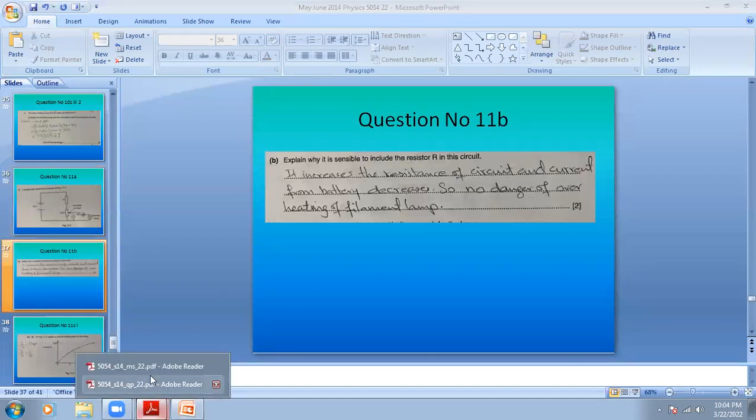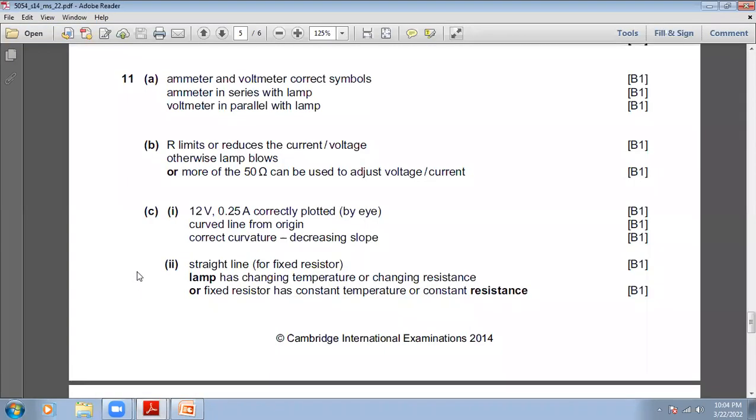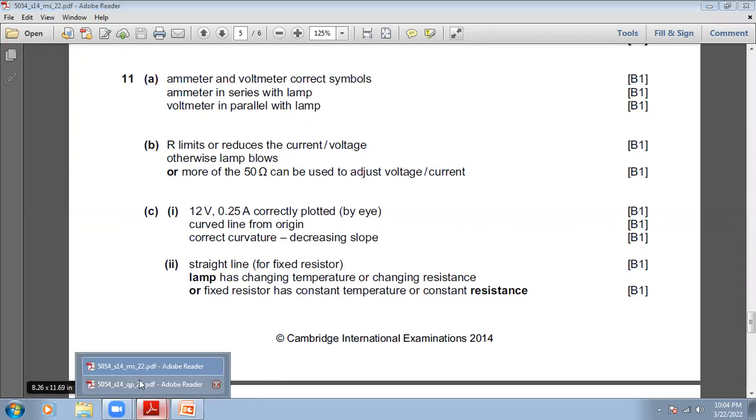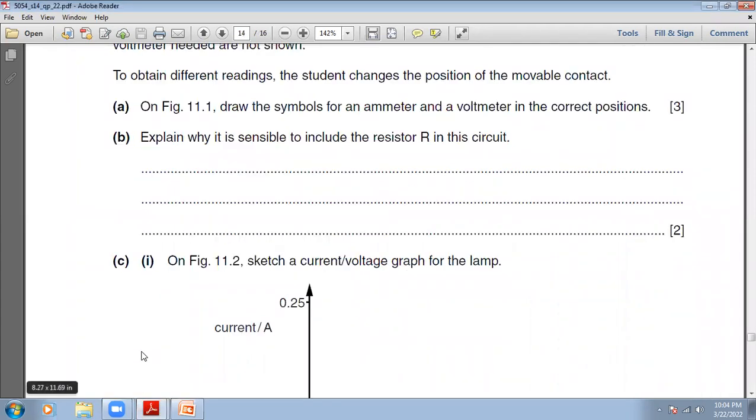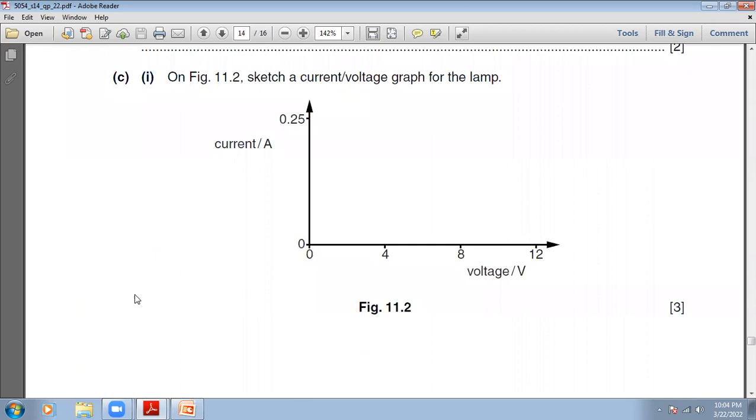So let's look at the marking scheme. It says R limits or reduces the current or voltage, otherwise the lamp blows, or the 50 ohm resistor can be used to adjust voltage or current. It is also used to control the voltage given to the filament lamp and the current flowing through the filament lamp. So it's for safety purposes.